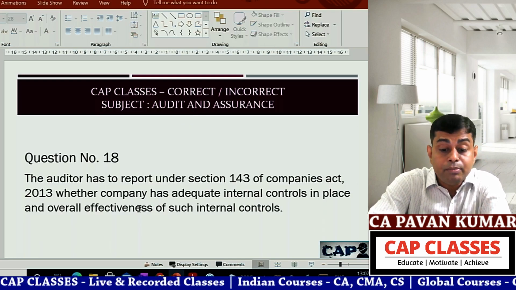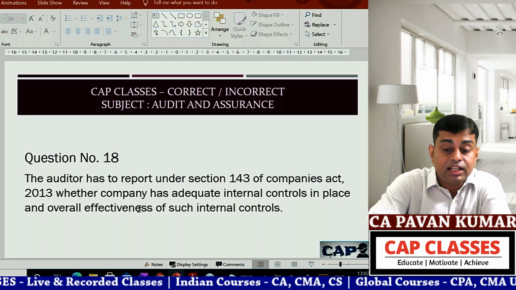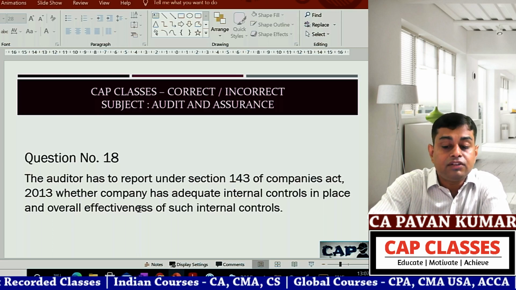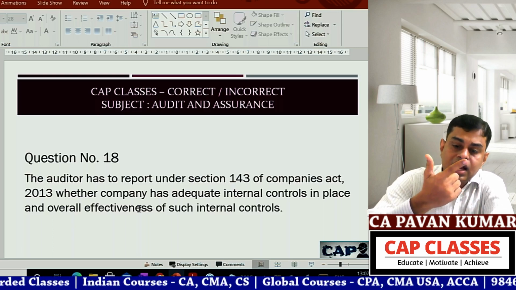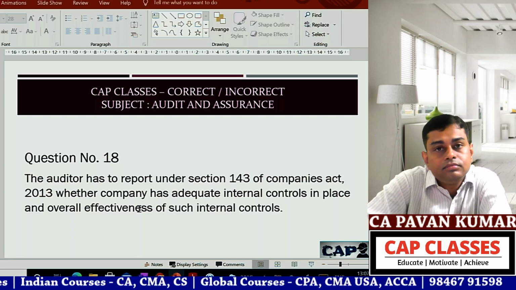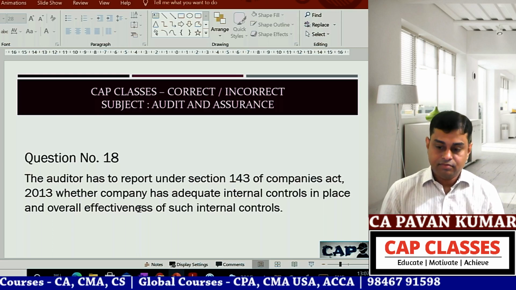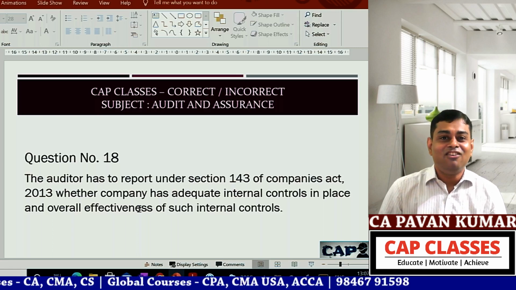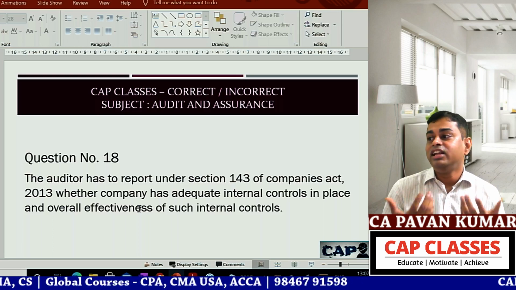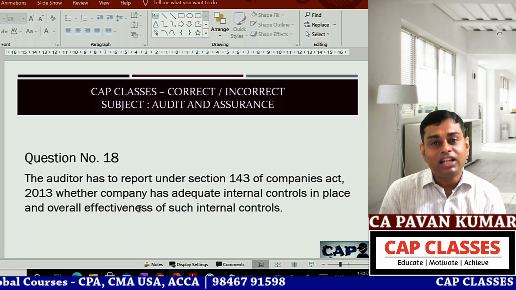Question number 18. The auditor has to report under Section 143 of Companies Act 2013 whether the company has adequate internal controls in place and the overall effectiveness of such internal controls. 1 star, 2 star, 3 star, 4 star, 5 star. Sir, this is about section 134, sir. Anyway, you will not recollect the section, no? So I only have to do Ekapatra Abhinayam. I will only read the question, I will only read the answer, I will only give you a hint. After that, 134, what 134? Then I will tell you what 134 also.